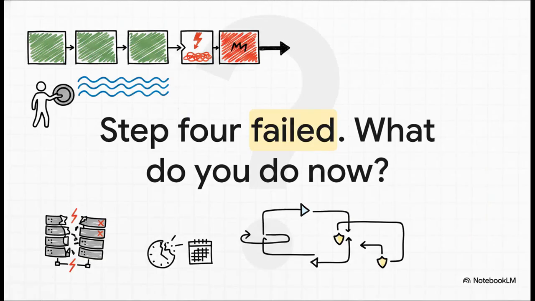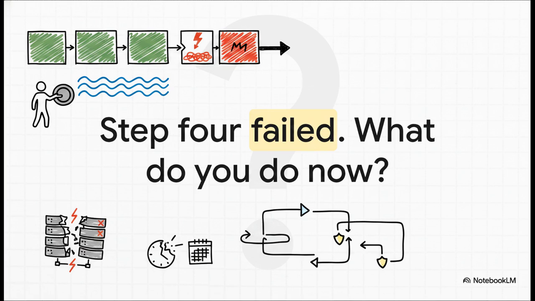Picture this. You've built what looks like a totally robust system. A user clicks a button, which fires off a complex workflow behind the scenes. Step 1 finishes perfectly. Step 2 validates smoothly. Step 3 completes without a hitch. But then, Step 4 fails. What do you do now?